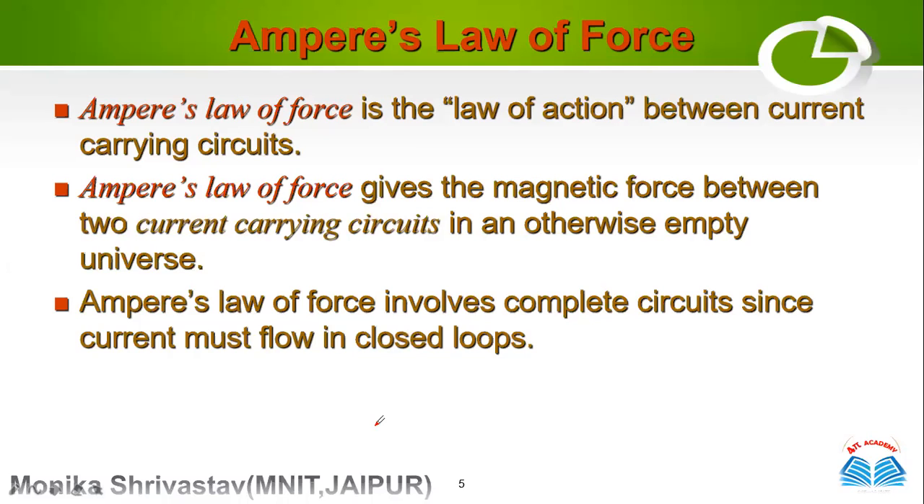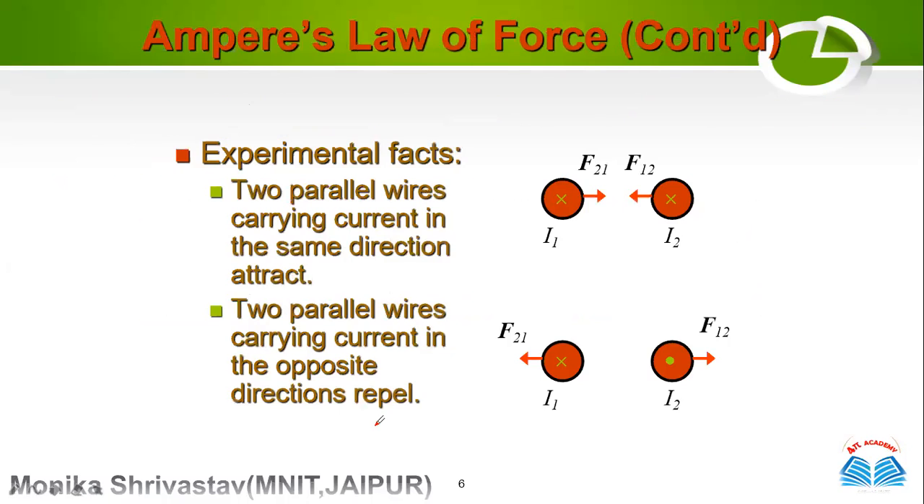So what does Ampere's law tell us? Ampere's law gives the magnetic force between two current carrying circuits, or two current carrying wires, or two current carrying plates, or some similar things. Ampere's law of force involves complete circuits since current must flow in closed loops. There is a current in a closed loop, so we can calculate that too from Ampere's law.